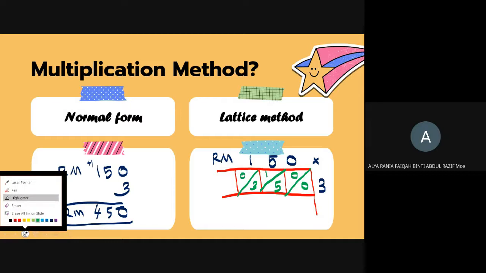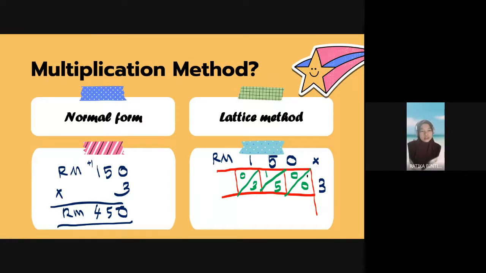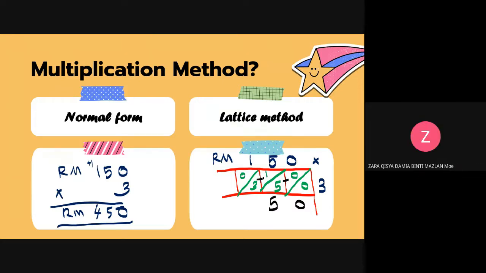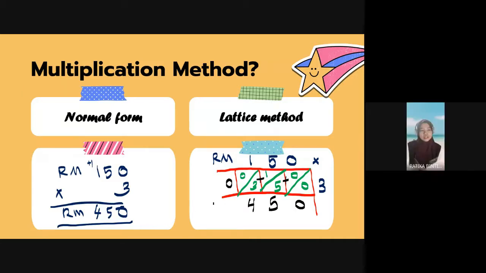What do you need to do? Plus. Yes, you add the number in the diagonal form. Kalau dalam petak yang condong tu, so this one is 0. Ini 5 plus 0 is 5. This one 3 plus 1 is 4. This one 0 lah. So the answer is 0450, which is 450 ringgit. Okay, boleh?